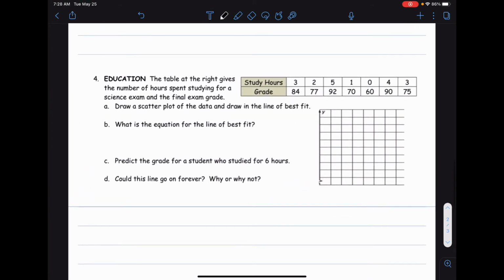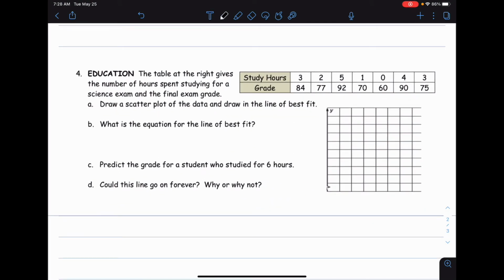All right, now I have an example. It says the table at the right gives the number of hours spent studying for a science exam and the final exam. La tabla, the table, enseña las horas que has estudiado. So let's make our graph. I'm going to do 1, 2, 3. This is X and this is Y. 4, 5, 6, 7.